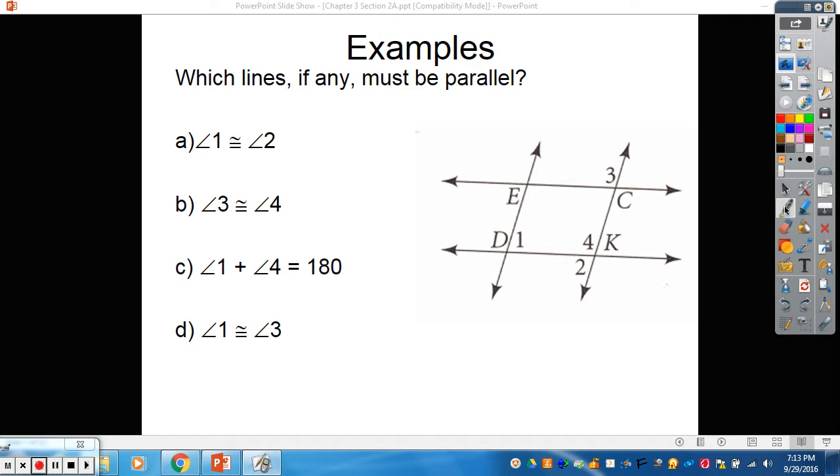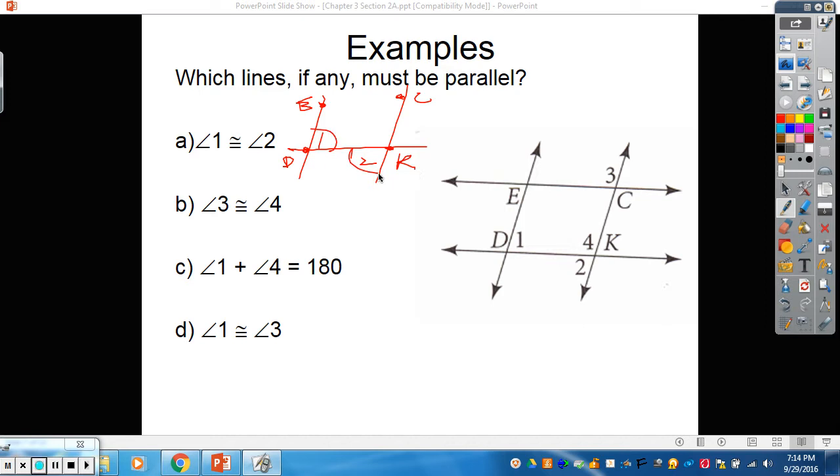Until you become really good at identifying some of this stuff, I think the best thing to do is to draw out the 3 lines that make up angles 1 and 2. Angles 1 and 2 share a horizontal line. Angle 1 looks like that, and angle 2 looks like that. Now I'm going to put down here, this is going to be point D, this is point E, this is point C, and this is point K. And what I know is that these angles are congruent.